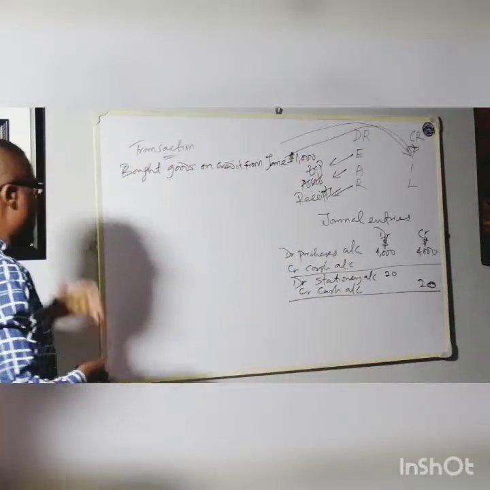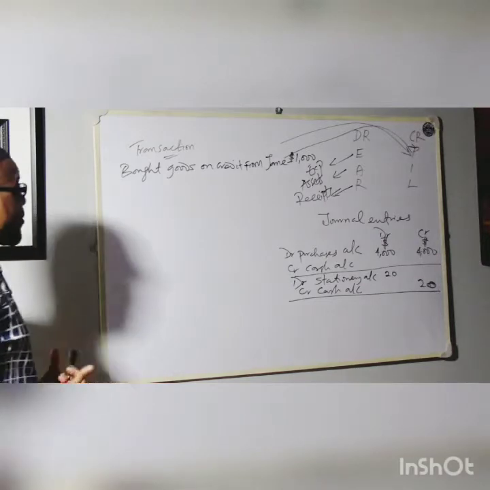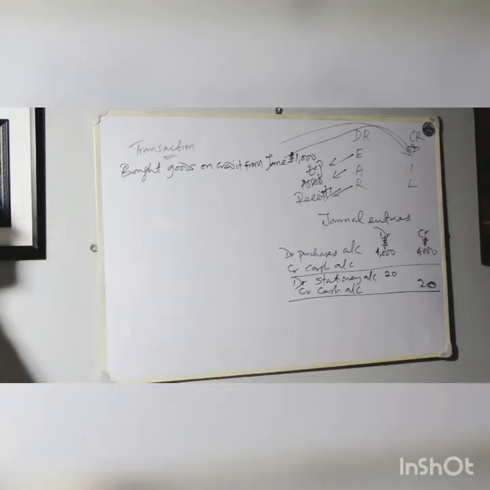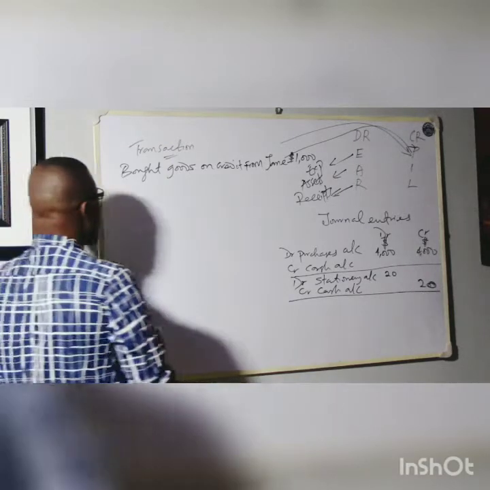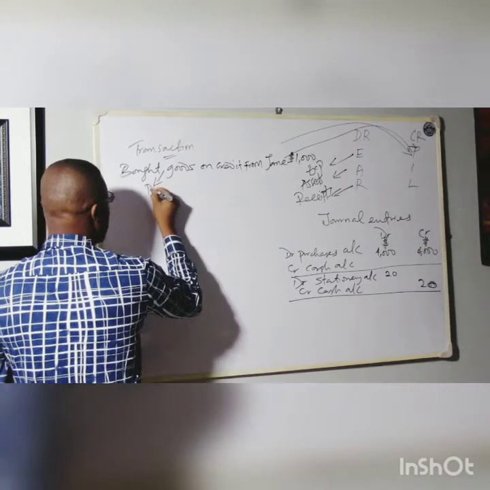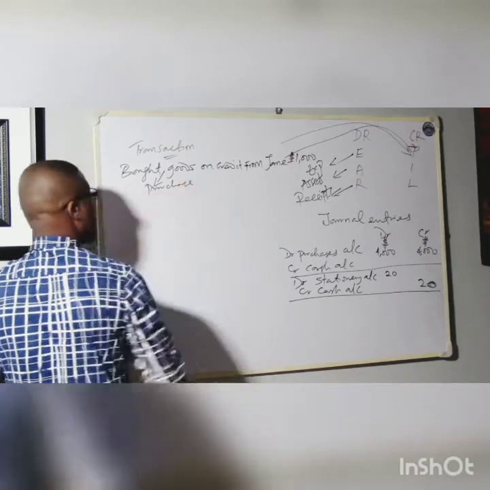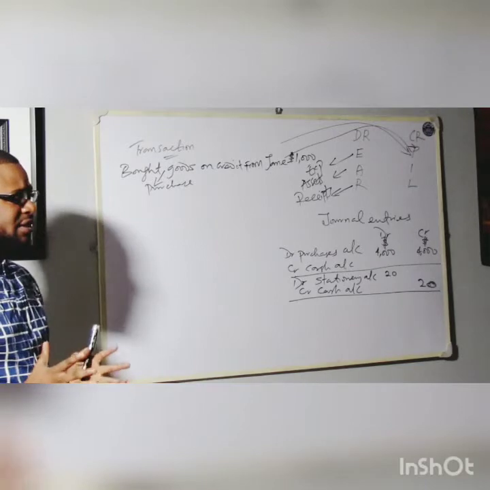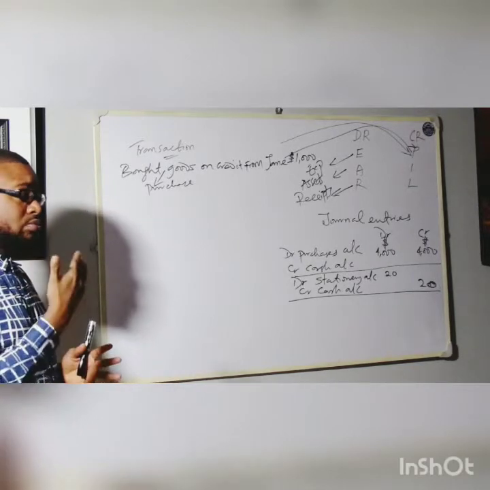Excuse me. Bought goods on credit from Jane, $1,000. So what do we have here? Number 1, there was a purchase of goods. So open your purchase account, okay? Then number 2, the business did not make a payment. So we bought goods on credit from Jane.